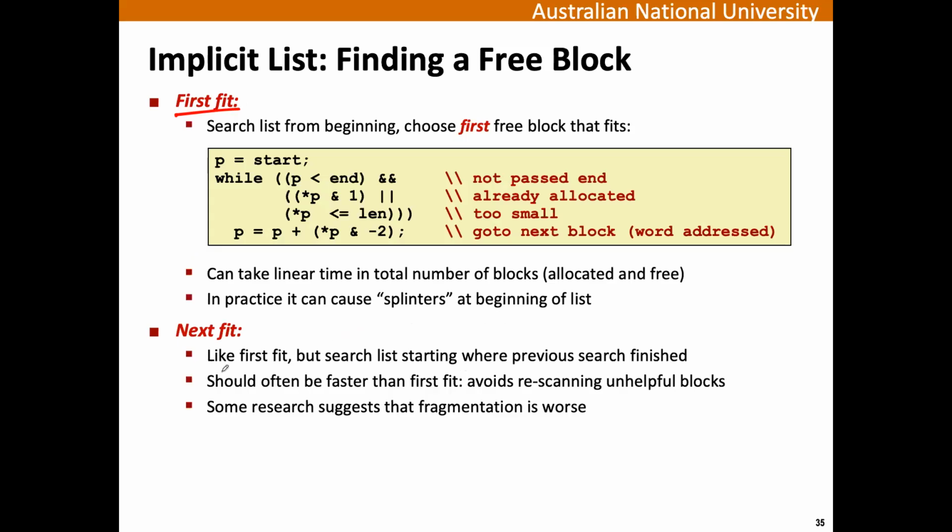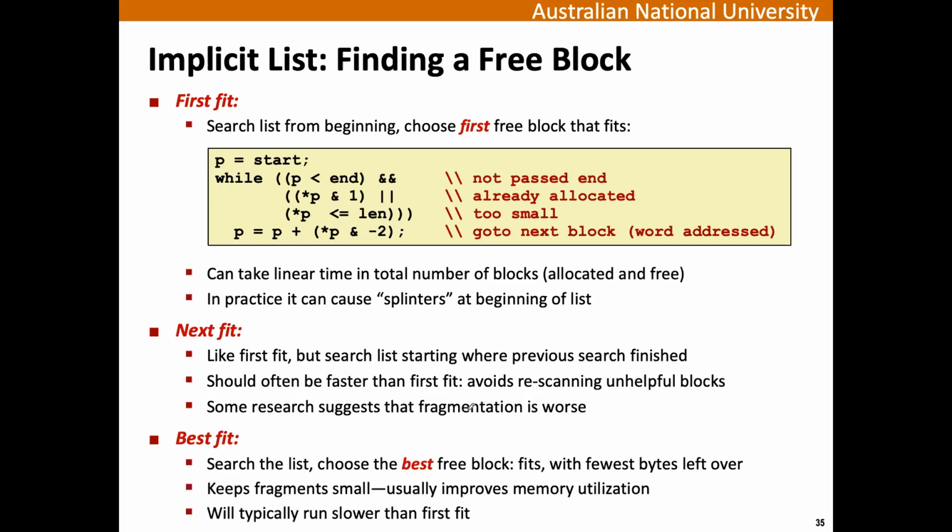next fit is like first fit, but we start our search where we left off, where the previous search finished. And this should be faster than first fit. We avoid rescanning all the blocks that we scanned last time. And research suggests that fragmentation is worse. Now, memory allocators are full of heuristics. Many things are empirical. We run representative standard applications, benchmarks, and we learn about the fragmentation and all that. It is hard to reason mathematically why we are observing certain behavior. It really depends on what applications request and free over time.